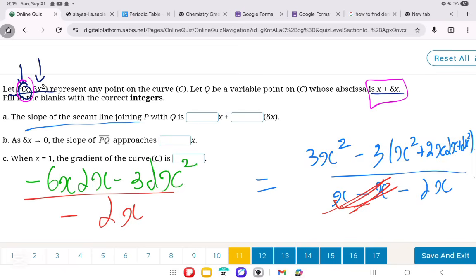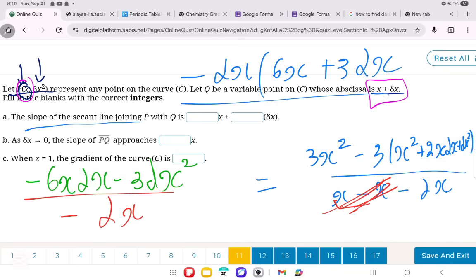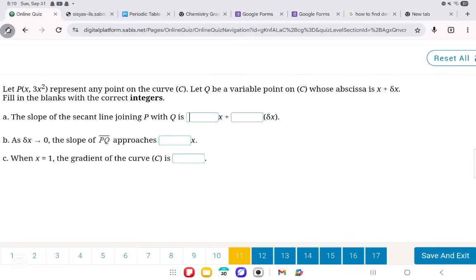So now what can we take in common? We can take in common the minus delta x. So minus delta x times (6x plus 3 delta x) over minus delta x. This and this will cancel, and then we will get the slope of the secant joining P with Q. It is 6x plus 3 delta x. So 6x plus 3 delta x.